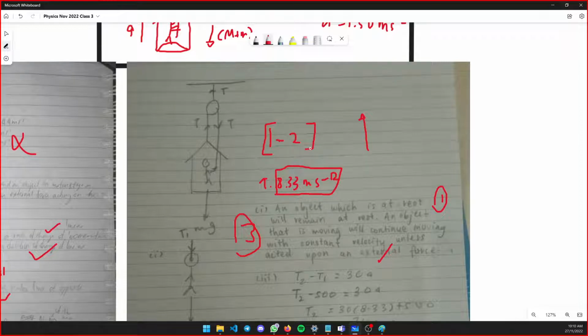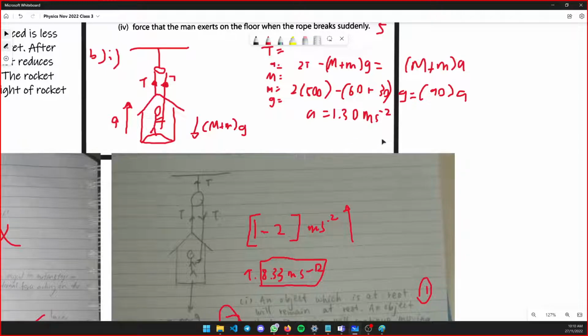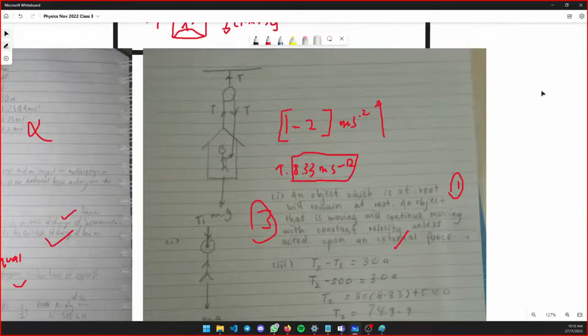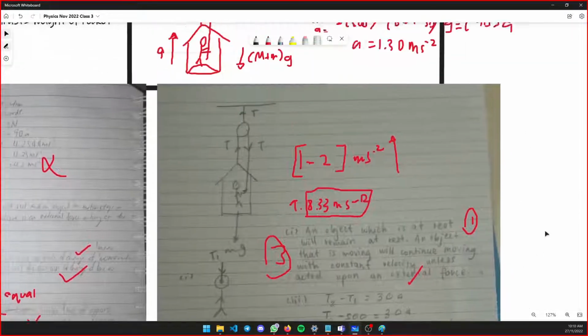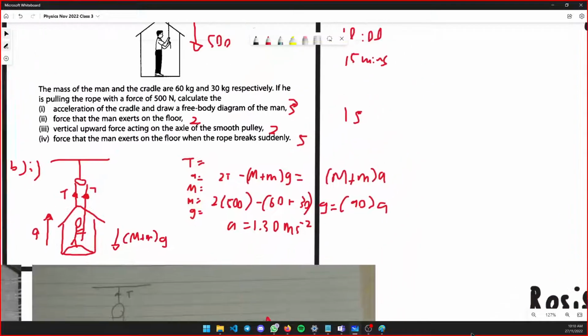Sometimes physics still has to make sense. Physics still has to make sense. So if he's pulling 8.33 something from here, that is very close to gravity already. One is okay, still fine. 1.3 is still fine. You just have one time he suddenly pulls very fast. Okay, that's still fine. Now let's go for question B.